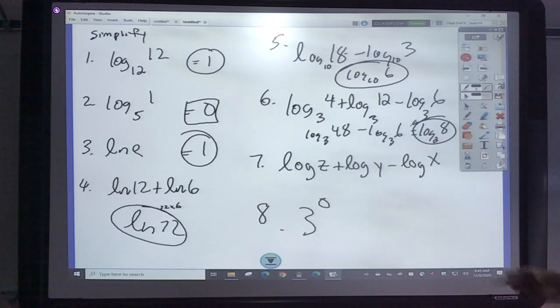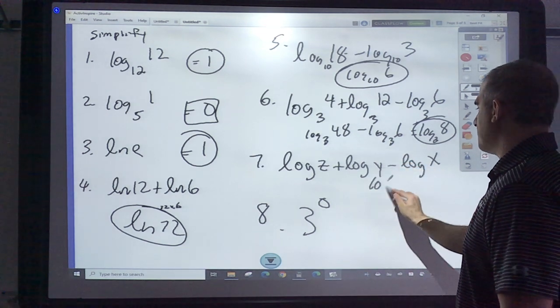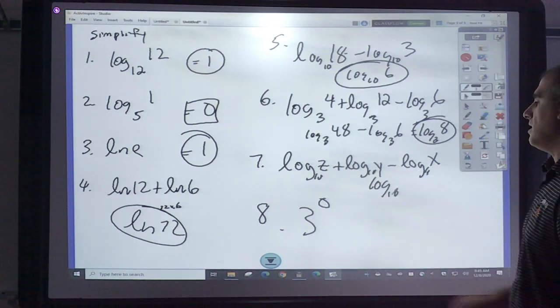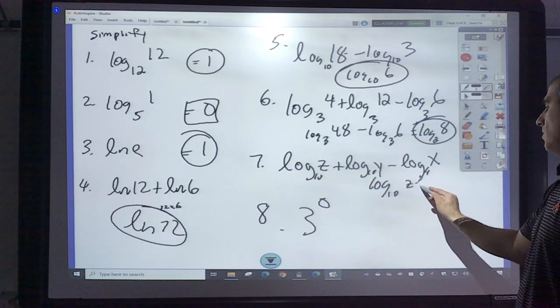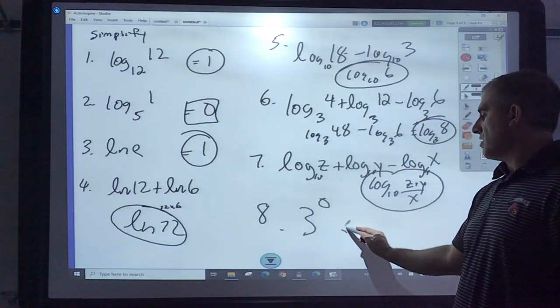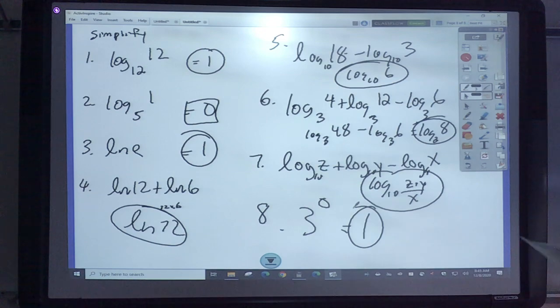So when I have letters, I can just write it as a single log. These are all base 10. So I've got z times y, and then divide the whole thing by x. And I know anything to the 0 power would be 1.